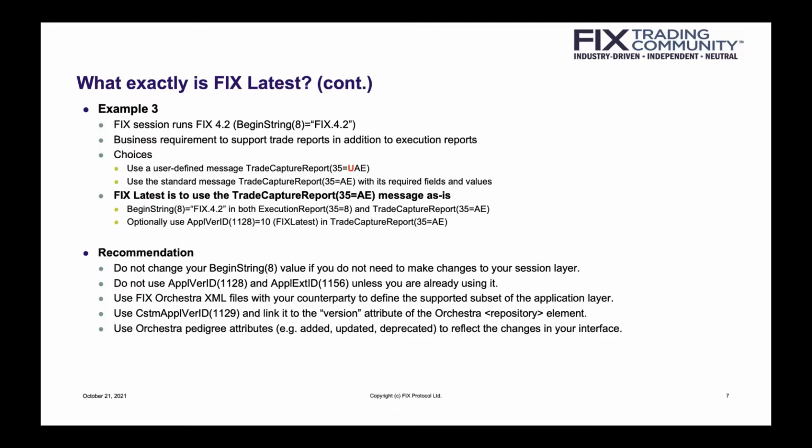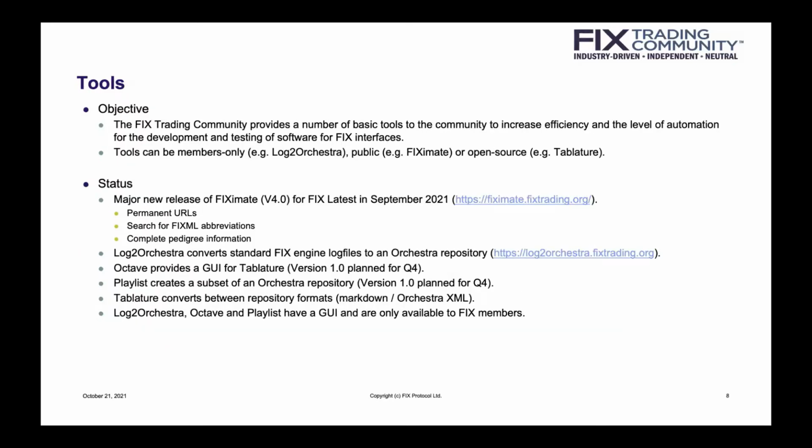So you can define it in those machine-readable rules of engagement. And Orchestra offers pedigree attributes. So when was something added, updated, deprecated? And we obviously use it from the Global Technical Committee to convey when we added something to the standard, but you can use it for your own implementation to reflect any changes that you've made to your interface.